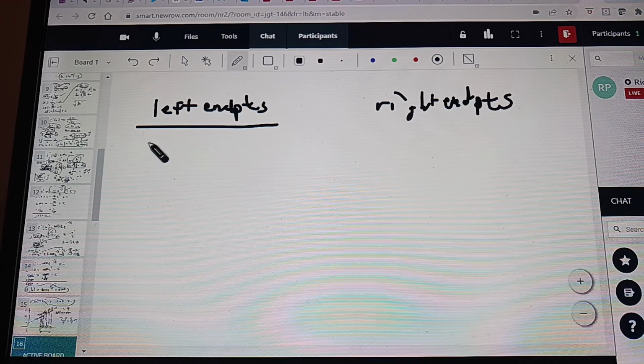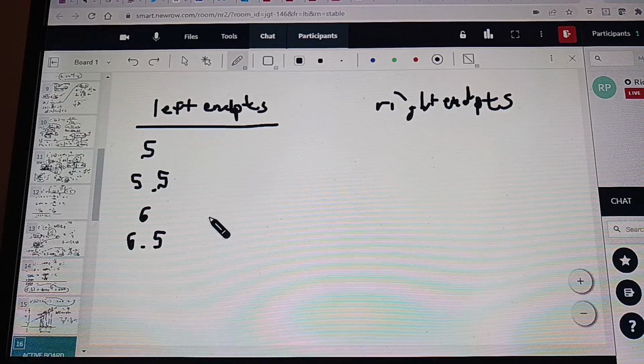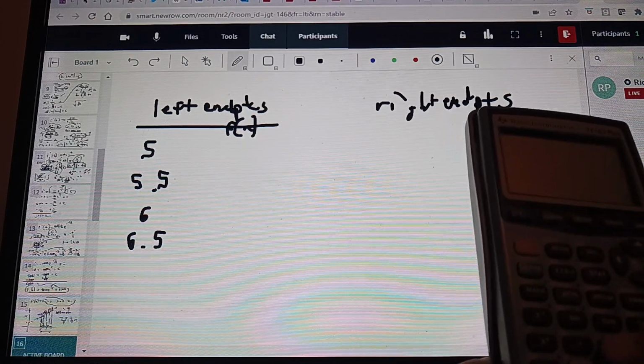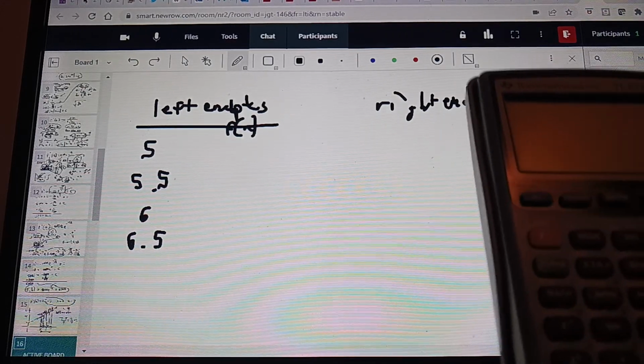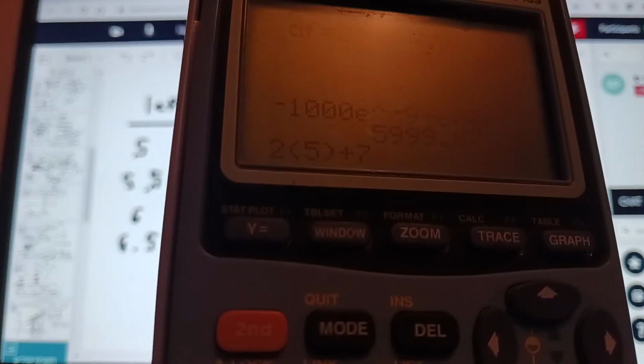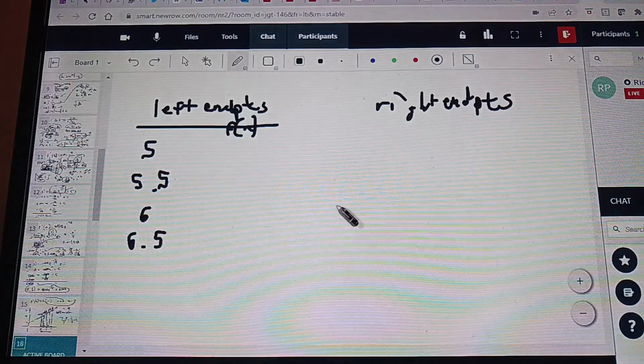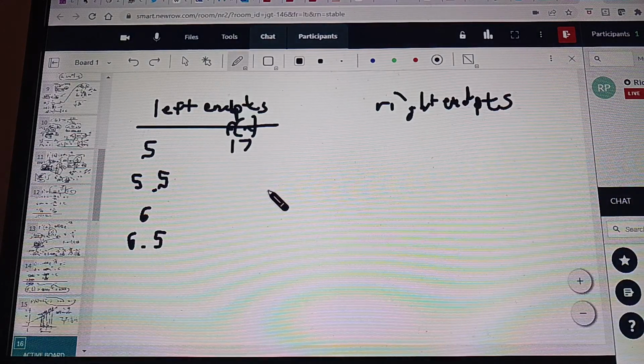The left endpoints are 5, 5.5, 6, and 6.5. And then you have to figure out f of each of these. So I'll just put f of x right here. f of x was 2x plus 7. So maybe you can do these quicker, but if you have to do a bunch of them, 2 times 5 plus 7, obviously that's 17. I haven't even pressed equal yet, but 2 times 5 plus 7 is 17. So that's how tall that first rectangle would be.